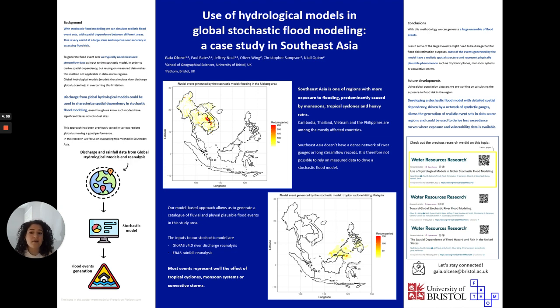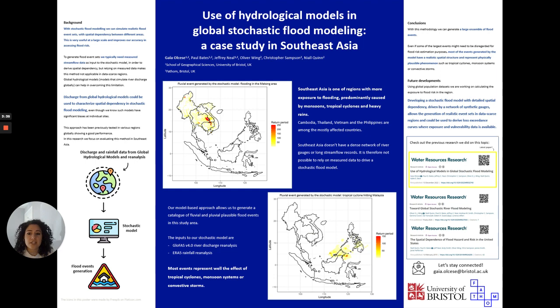This is why we have been testing a new approach that is based on global hydrological models and uses global rainfall and discharge reanalysis to derive spatial correlation. You can see a schematic of this process on the bottom left of my poster, summarizing how rainfall and discharge data from global hydrological models are the input to the stochastic model that derives the spatial correlation and then uses it to simulate a flood event set.